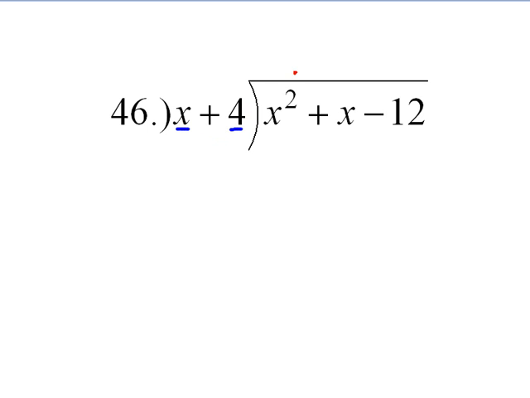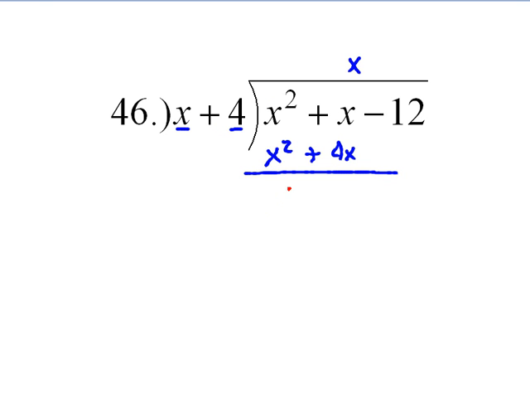What we're trying to do is, remember, we multiply something up here times this to get this. So what do we need to multiply x by in order to get x squared? x. Now I'm going to specifically put that above x here. So this is my single term, this is also a single term. Now multiply it, and you have to remember to multiply it by both terms. So x times x is x squared, and x times 4 is 4x.